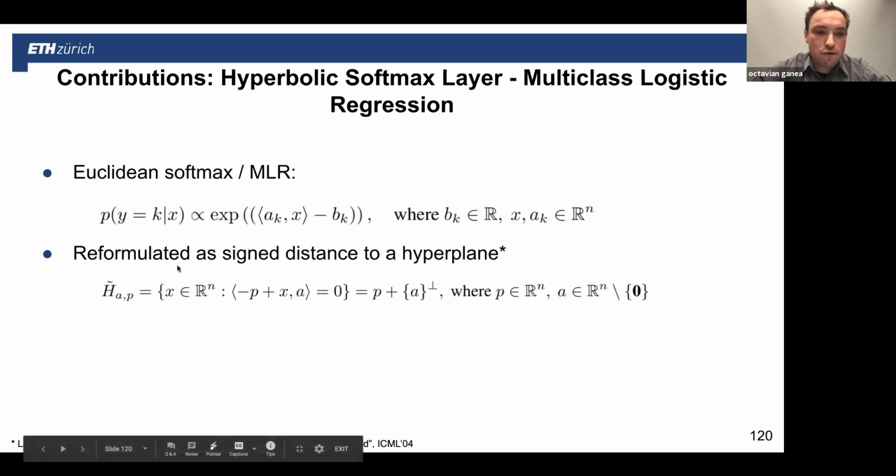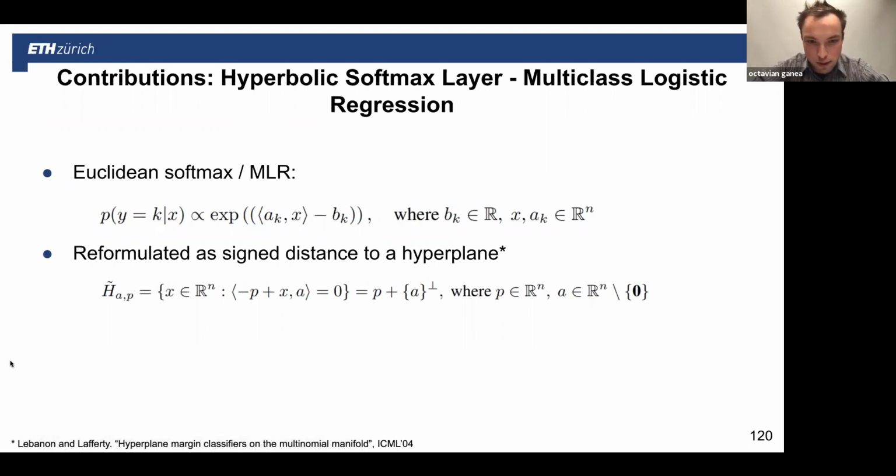So you can actually reformulate this as a signed distance to a hyperplane in the Euclidean space. So a hyperplane is defined by a point P and an orthogonal direction A. It has this equation here: the dot product between X minus P and the orthogonal direction A has to be 0.